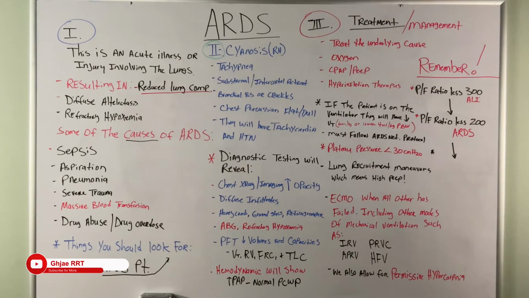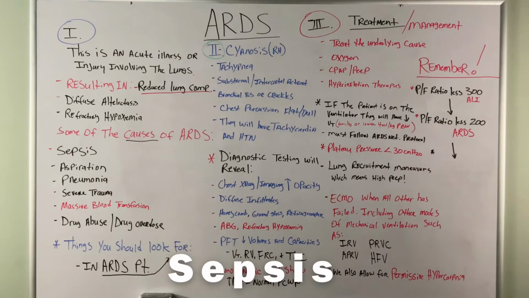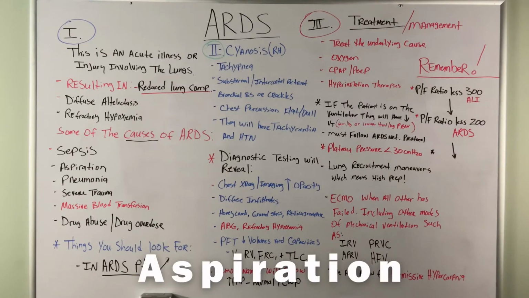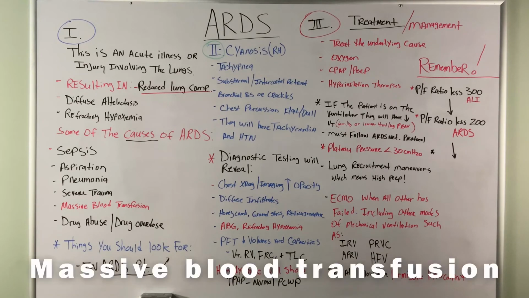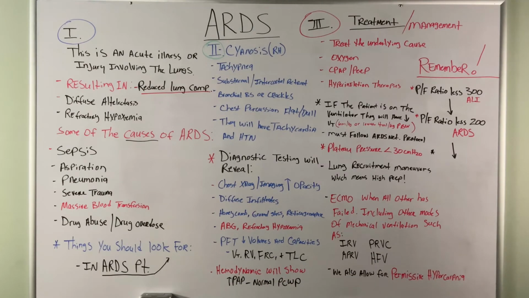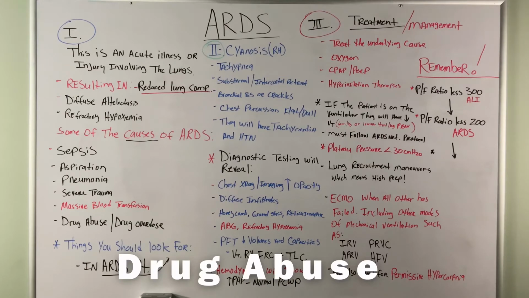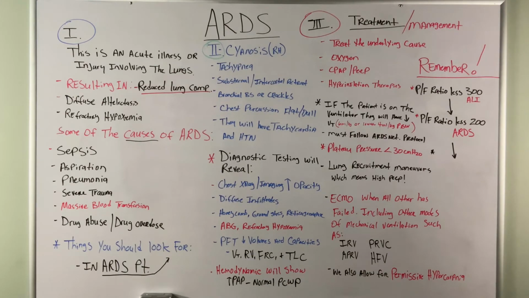Some of the causes of ARDS are listed here on the board: sepsis, aspiration, pneumonia, severe trauma, massive blood transfusion, and of course, drug abuse or drug overdose. Now, there are some things when you are assessing and treating these patients that you should look for in the ARDS patient. And we'll go to Roman number 2.